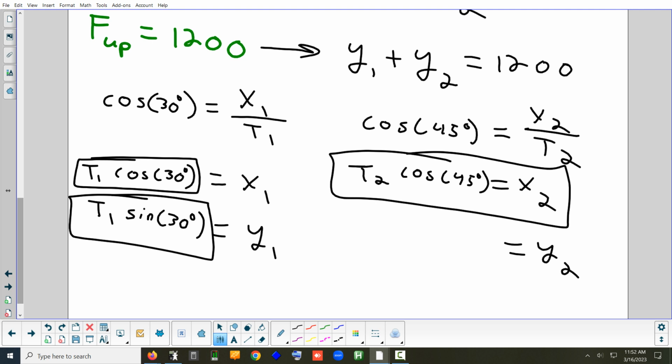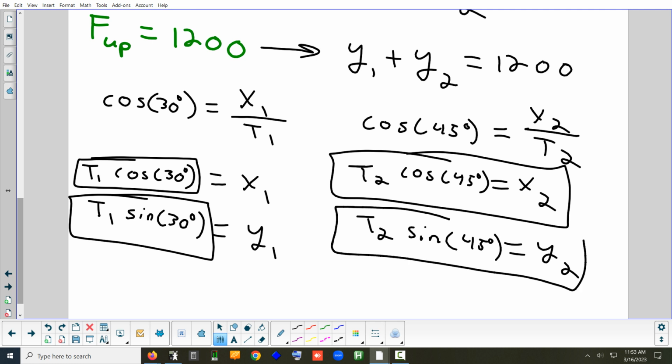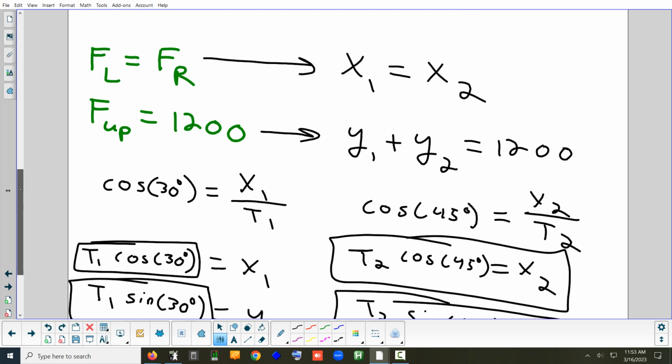T1 sine 45. T2 sine 45. You can go through and figure it out just like we did the other one. Wait, sorry, how did you get the one for y? Why? You just use sine instead of cosine. Oh, okay. Never mind. Sine.